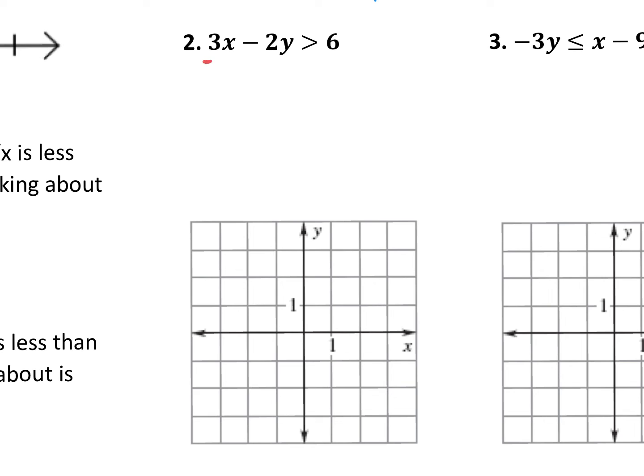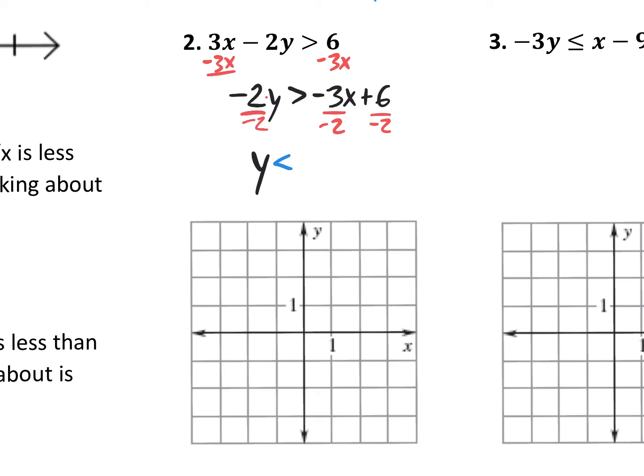So let's first begin subtracting 3x. I will have -2y is greater than -3x plus 6. Final step is to divide by -2. Now, on an inequality, I hope you remember from the past, whenever you divide by a negative, you do have to flip that inequality symbol.